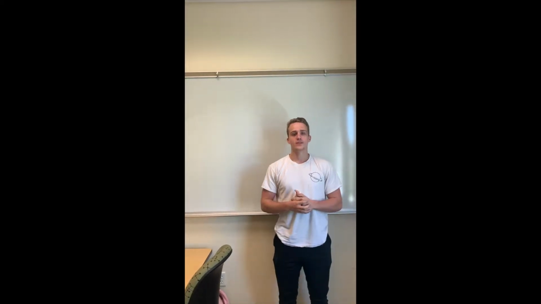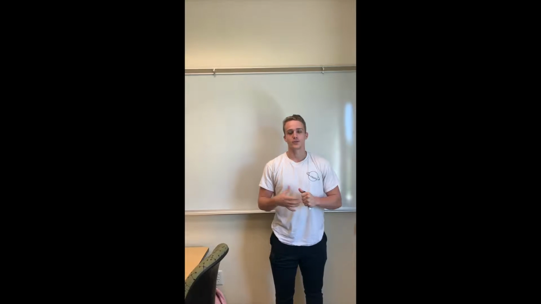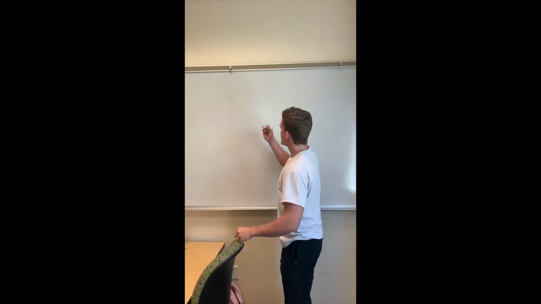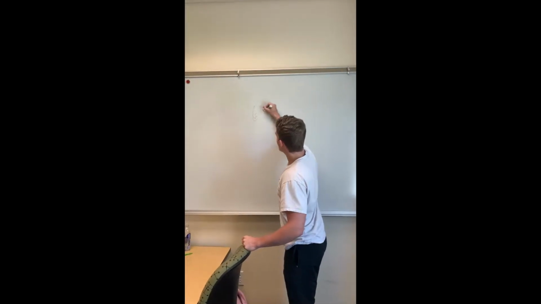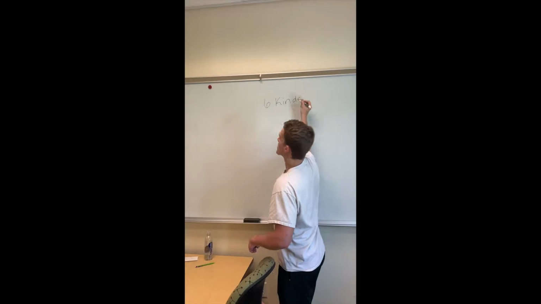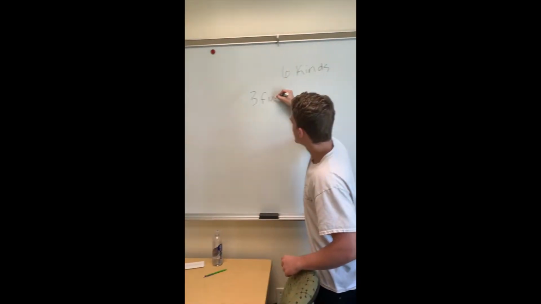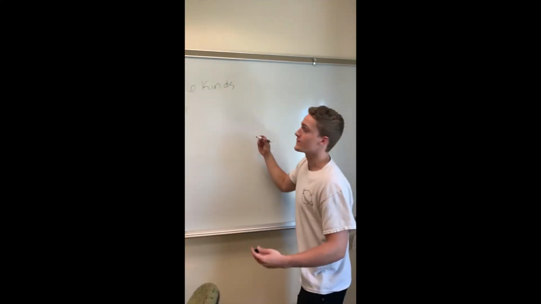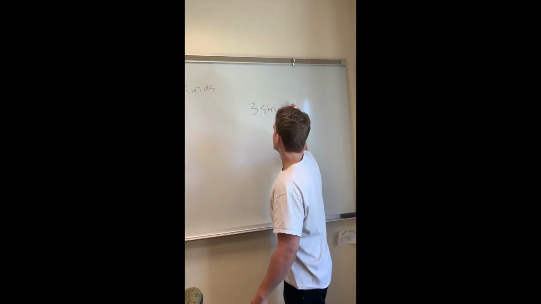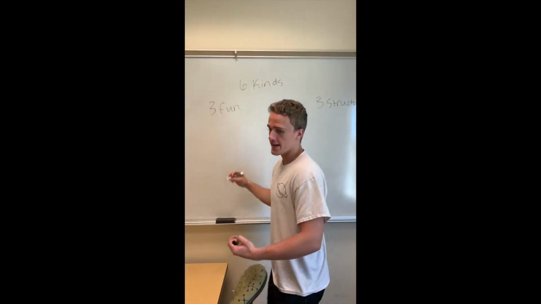In this installment of Professor Brillinger's anatomy class, we're going to be going over chapter 8, which is joints. To start, we have 6 different kinds of joints. We're going to have 3 different kinds of functional and 3 different structural kinds.